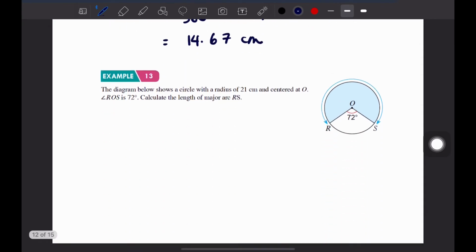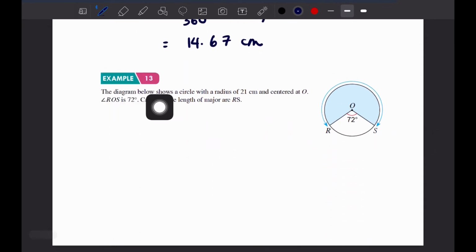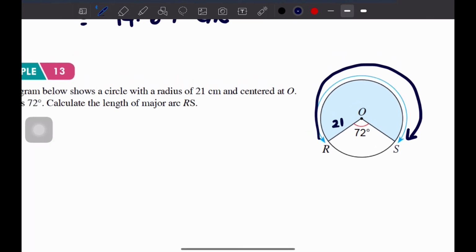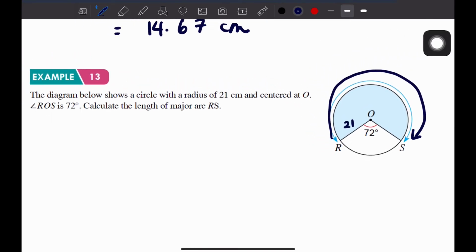Let's look at example 13. The diagram below shows a circle with radius 21, center O. Angle ROS is 72. Calculate the length of major arc. Major arc. So first you need to find the enclosed angle, the major angle. It is actually 360 minus 72, so 360 minus 72 is 288. So over here is 288.